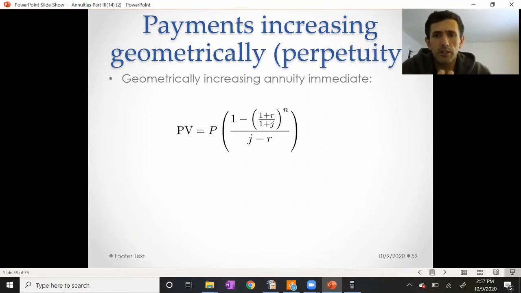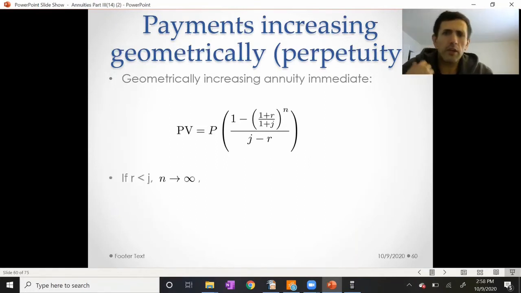P is the first payment, and each subsequent payment increases by 100 times R%. So at the end of the first period, we have a payment of P. At the end of the second period, we have a payment of P times (1 plus R). At the end of the third period, we have a payment of P times (1 plus R) squared, and we keep going for N periods.